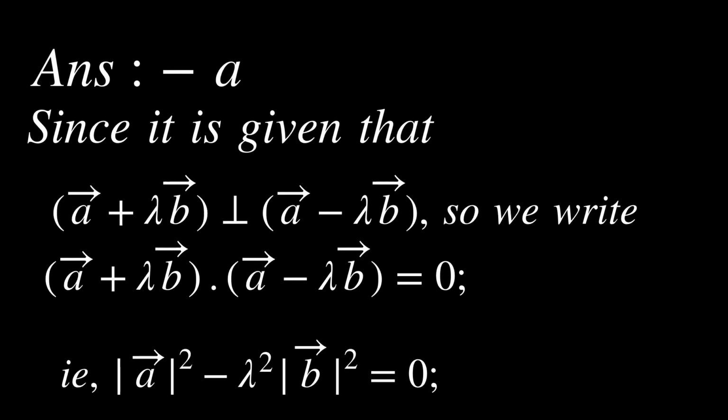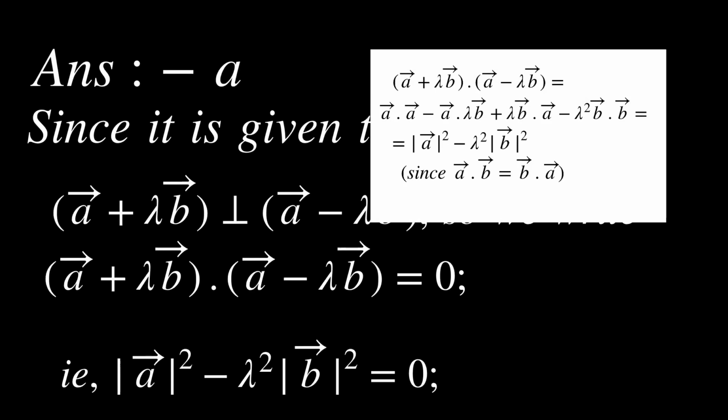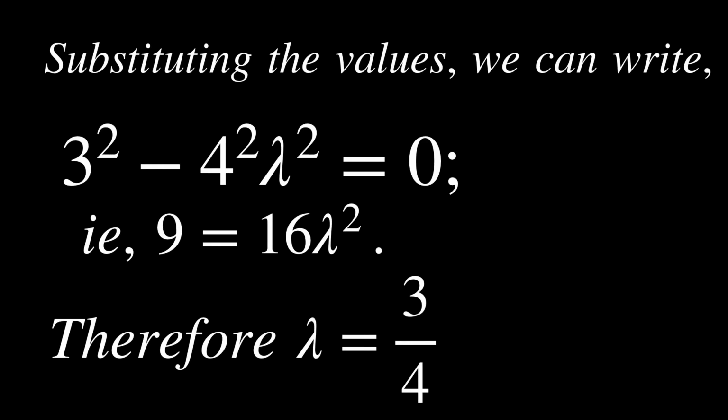So in this case, we can take their dot product. So that is (vector A plus lambda B vector) dot (vector A minus lambda B vector), and we equate to 0. Multiply each term of the first factor with each term of the second factor, we get mod A vector square minus lambda square into mod B vector square is equal to 0. Substituting the values of mod A vector and mod B vector, we can write 3 square minus 4 square lambda square is equal to 0, which can be written as 9 is equal to 16 lambda square. Therefore, lambda is equal to 3 by 4.